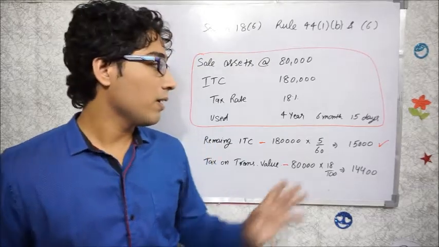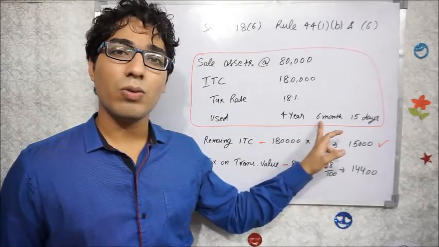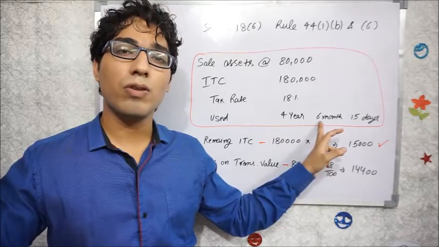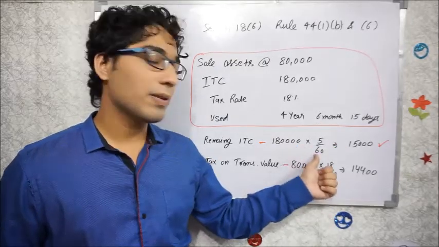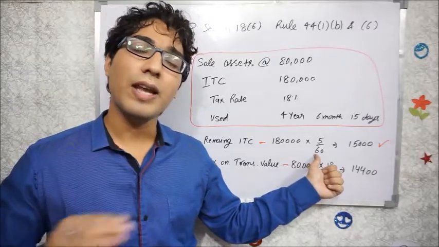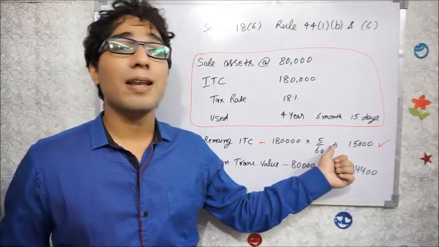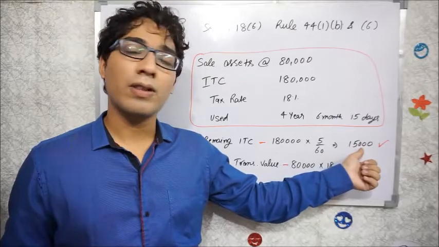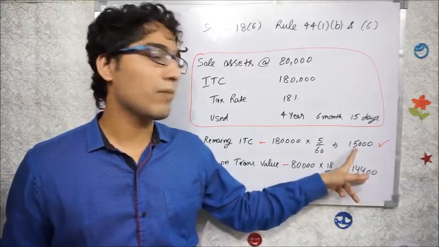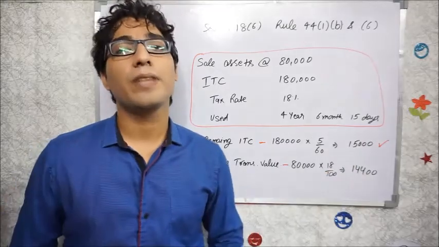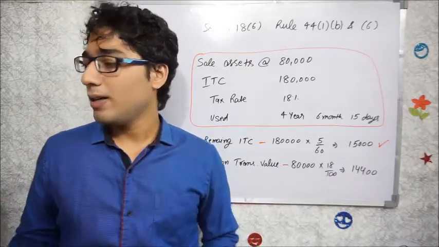It is a really simple thing. You have to calculate the balance useful life, and the balance useful life should be calculated in months. Take the input tax credit divided by 60, and 60 will always be the same in any case, and multiply by the balance useful life in months, and you will get one figure. Then calculate another figure, which is the tax on the transaction value. Whichever amount is higher, you have to pay that amount. So that is completely the provision.